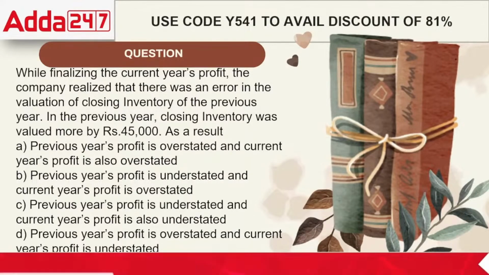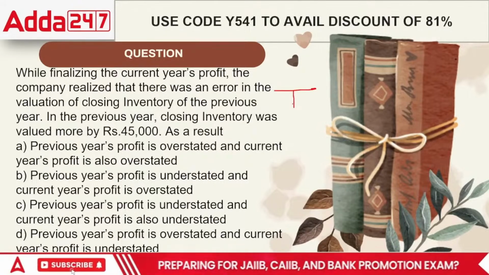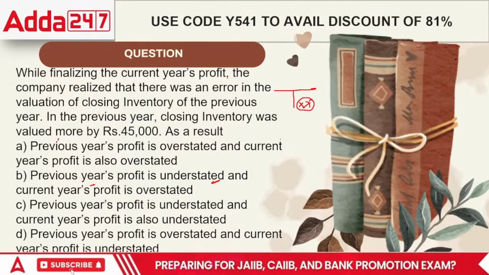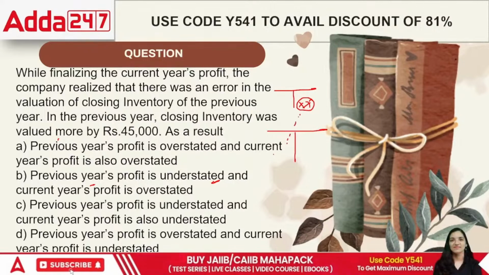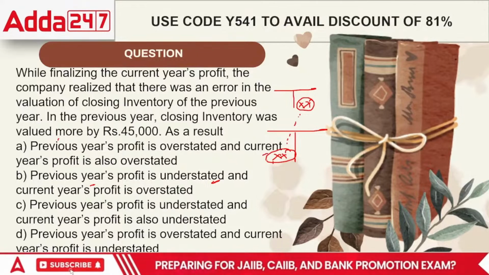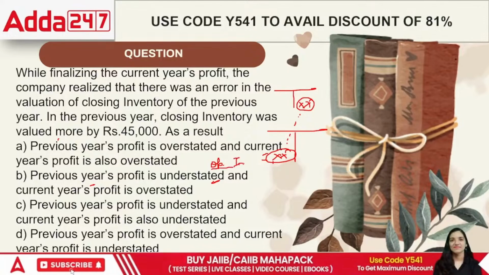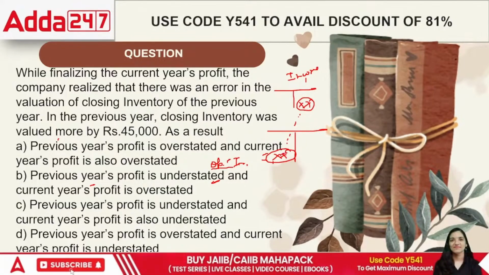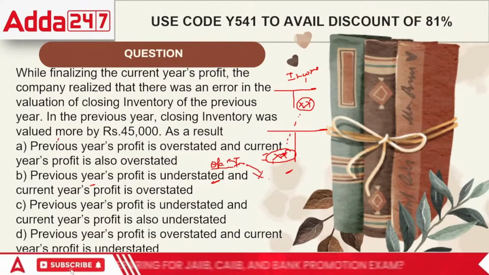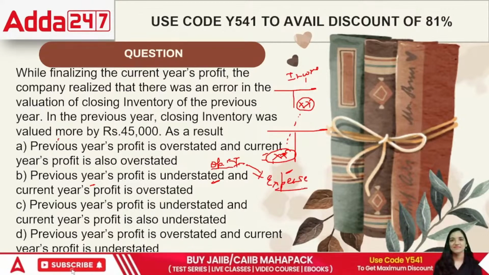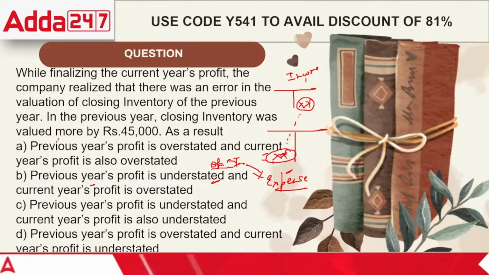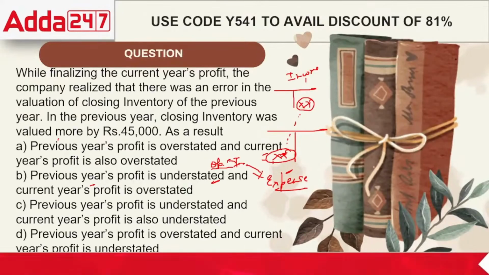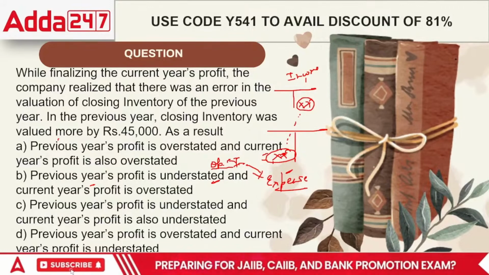The best way to find out this particular concept is, first of all, to prepare the trading account. If I put the closing stock in the previous year, it was stated here, it was a part of the closing stock. And if I talk about the current year, it would be stated here. Why? Because this year this is the stock that we are starting with, so this is opening inventory. So what is happening is, earlier your income was more, now your expense is more, right? So in this case, if the income is more, then the previous year profit, no, this is wrong. It says there was an error in valuation of the closing inventory. The previous year closing inventory was valued more.